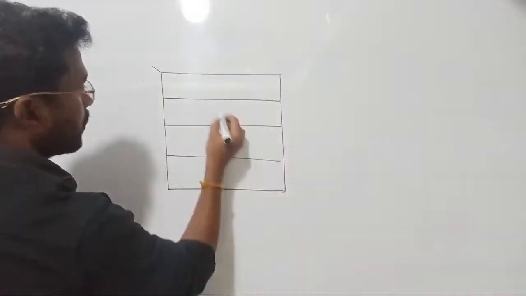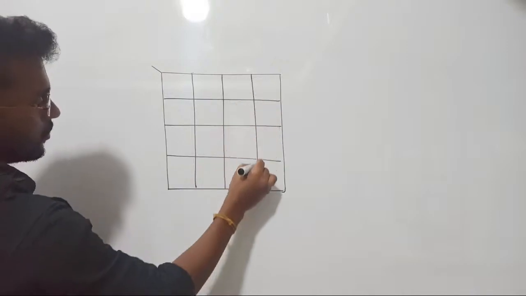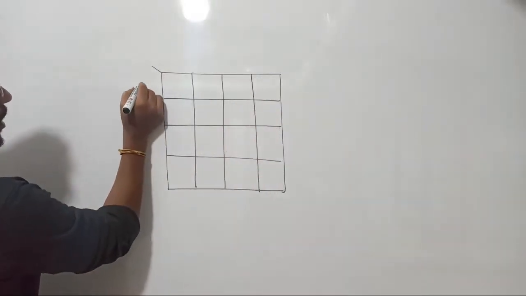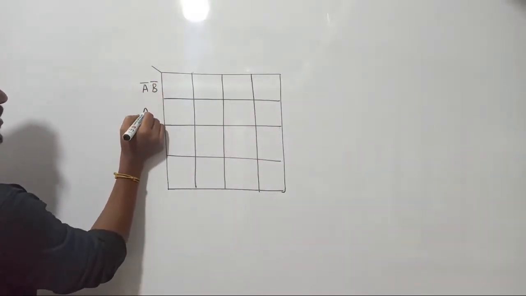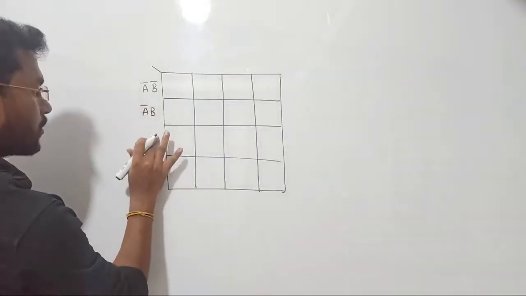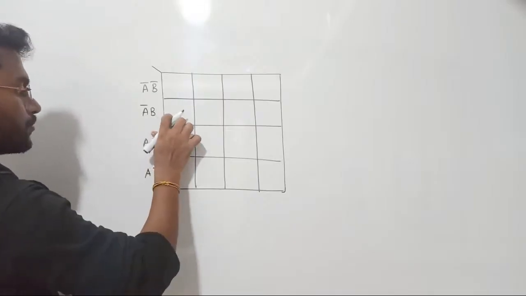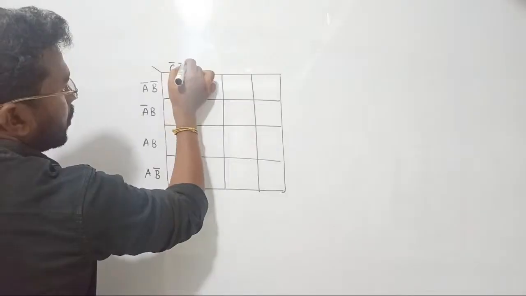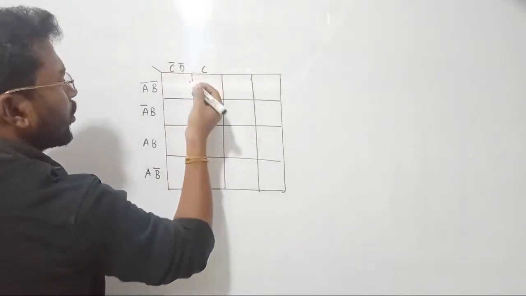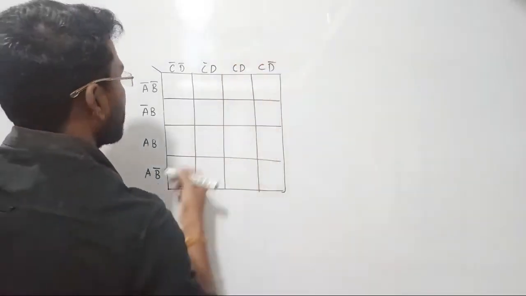So let me register the variables. Let's close them together such that this is going to be A bar B bar, this is A bar B, this is A B, and the last one is going to be A B bar. Similarly, this is going to be C bar D bar, and so on. I am writing these things unnecessarily; this is not required actually.